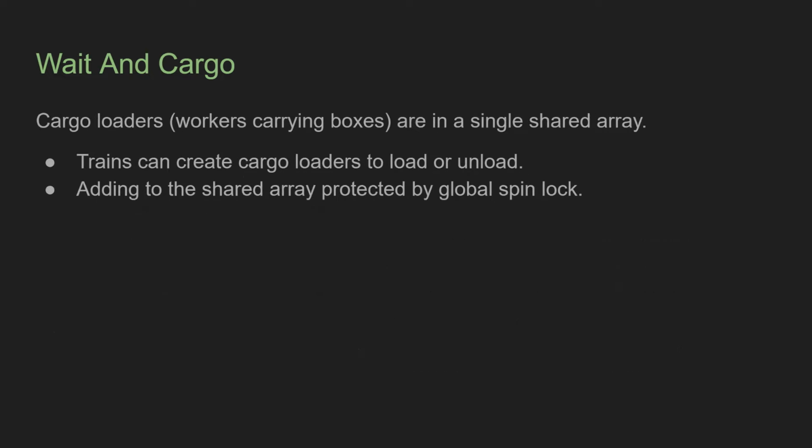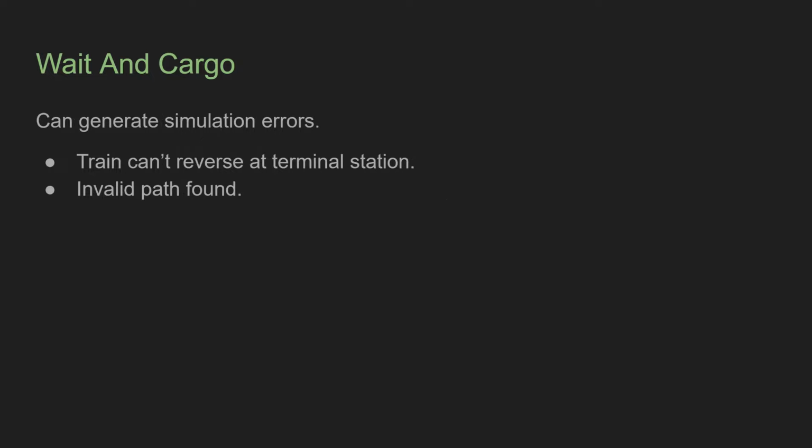If a train is loading or unloading, then it's going to potentially create a cargo loader, and the cargo loaders are stored in a single shared global array. Because this is a shared resource, then it needs to be controlled by a global lock. In my case, I'm using a spin lock, but you could theoretically use a mutex also. It doesn't really matter. In terms of accessing shared global arrays, it's also possible for the simulation to generate errors at this point. For example, if a train can't reverse at a terminal station, or if there is an invalid path found.